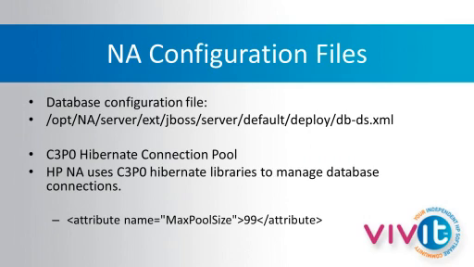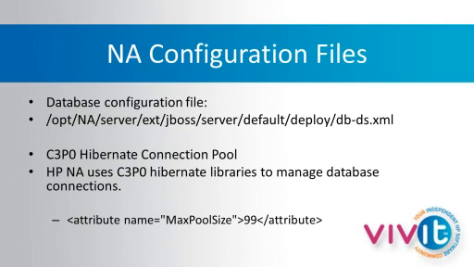Okay, one other area is around the Network Automation database configuration file. And that's listed here. It's the db-ds.xml. Not easy for me to say. But what I'm going to talk about is the C3P0 connection pools. And really all you need to focus on here is there are different libraries that are used to manage the database connections.